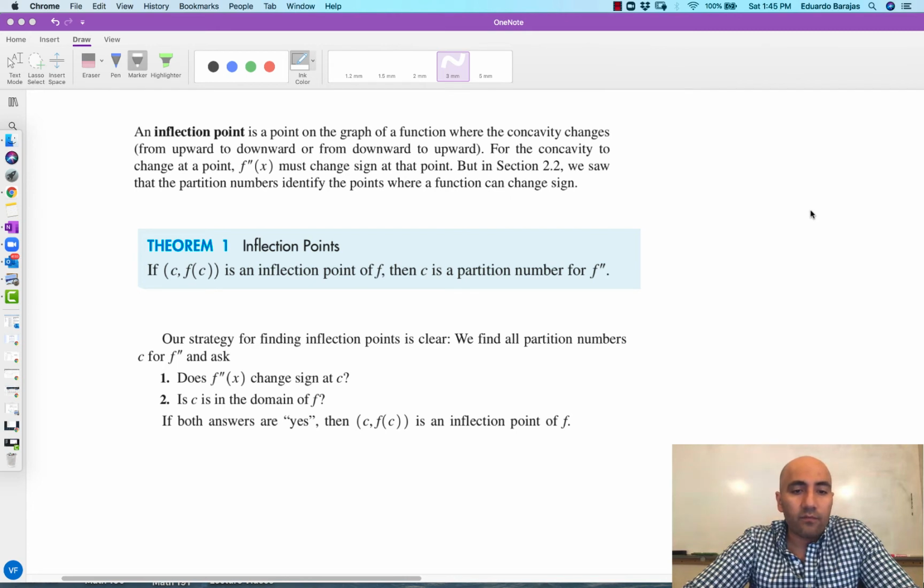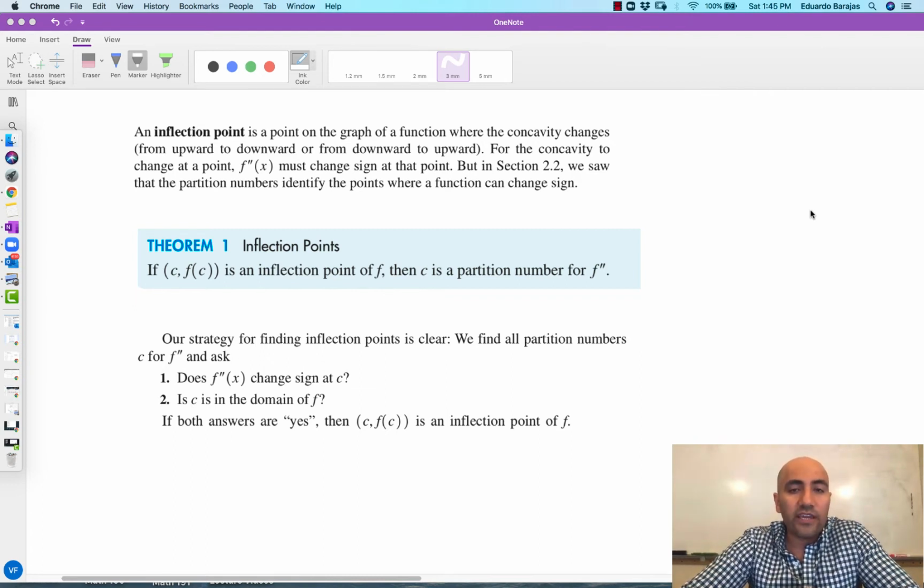Then if (C, f(C)) is an inflection point of f, then C is a partition number for the second derivative. Okay, all right, so finding the inflection points is going to be our mission in a lot of our homework problems. Given an equation, find the inflection points. Our strategy is to find the first derivative, find the second derivative, and then find all the partition numbers for the second derivative, right? So we figure out what values result in the second derivative equaling 0, or the second derivative being undefined.